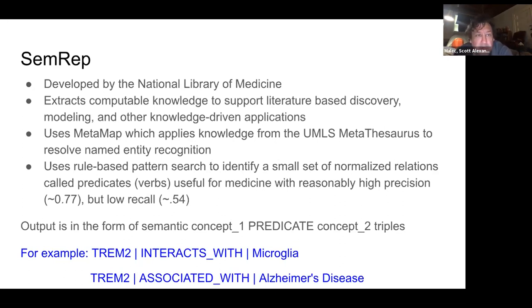So the first machine reading tool that I am going to discuss today is SEMREP, which was developed by the National Library of Medicine. The SEMREP system was developed to support literature-based discovery, that is the generation of novel hypotheses from relations extracted from the literature. SEMREP's output has been used in dozens of applications for drug safety, for drug repurposing, and other areas.